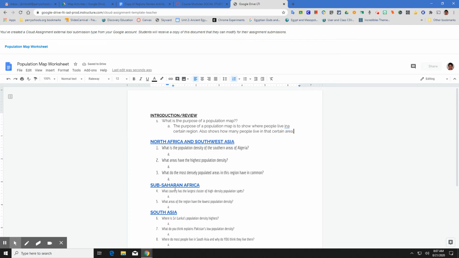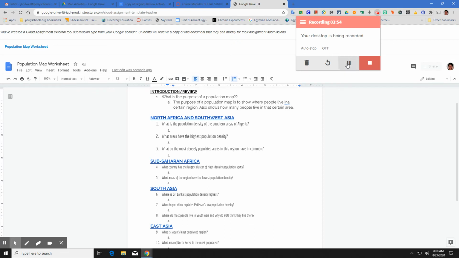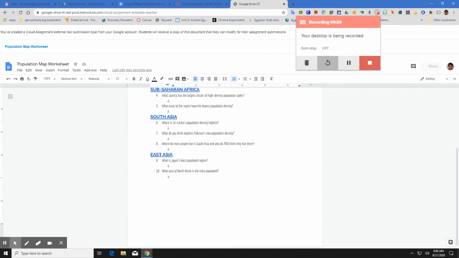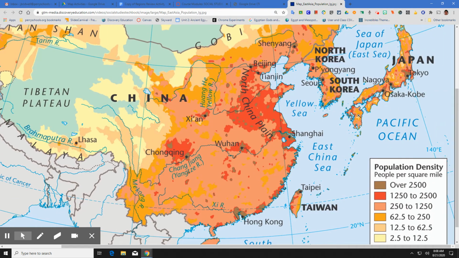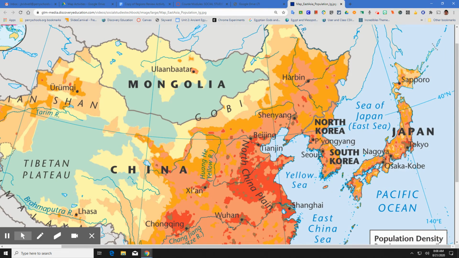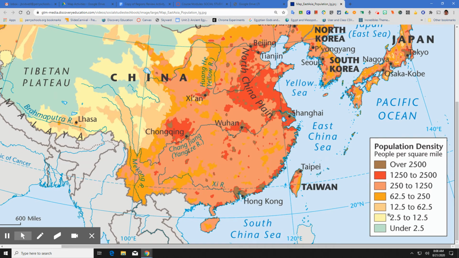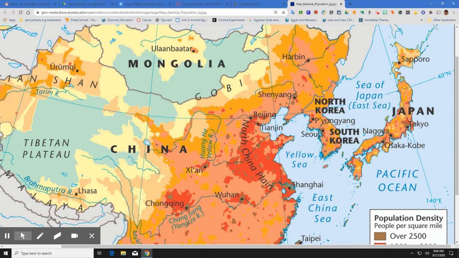So let's take a look at East Asia here. The first question is, what is Japan's least populated region? All right, so we need to first find Japan. Okay, so we have over here these 4 islands, 1, 2, 3, and 4. When we look at population density, yellow and orange and green are low, brown and red are extremely high. So when we look at Japan, what's the least populated area?